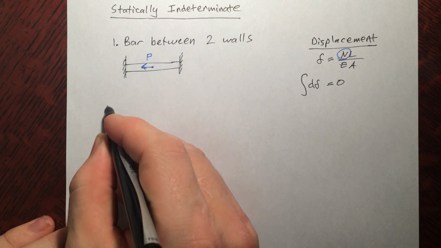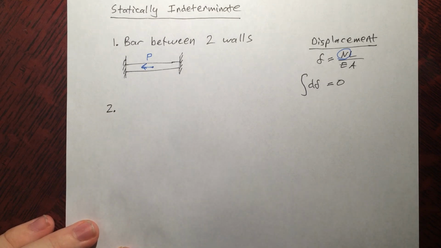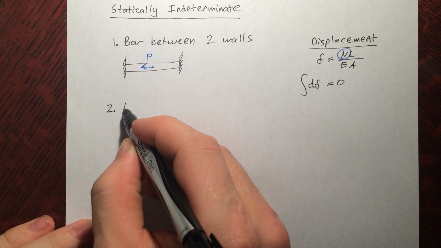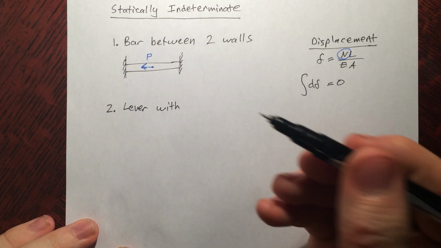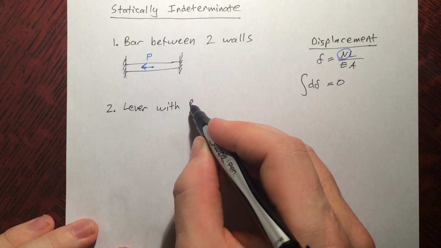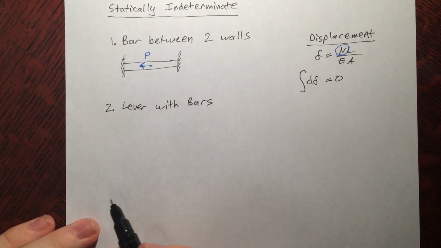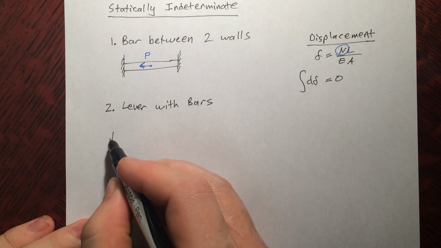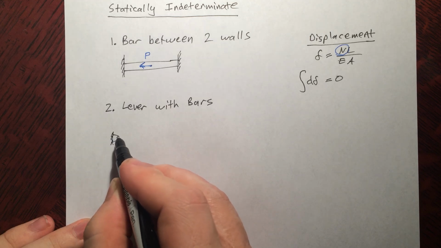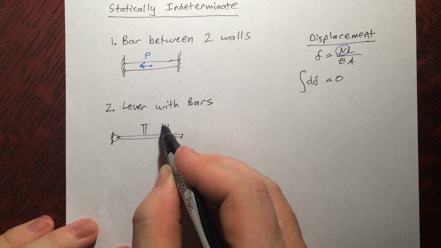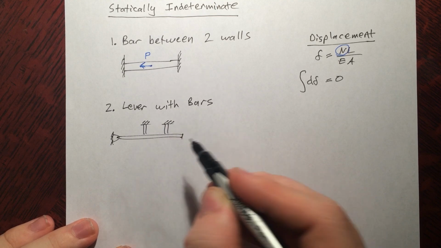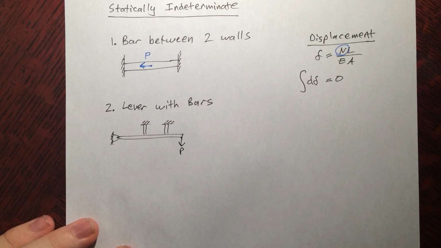The second sort of problem that I've seen around is some sort of lever with, I could call them bars or ropes. Let's just call them bars. An example I could think of would be like this here. You have some sort of lever arm here, and it's attached to the ceiling by two of these supports, and you're pulling down on it here with some load, P.